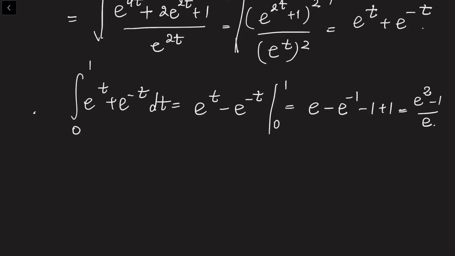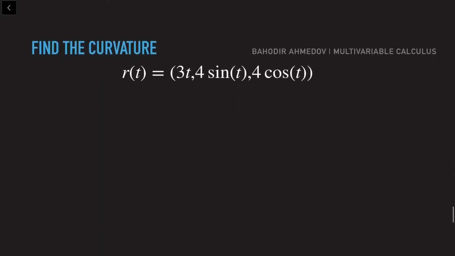So let's go to problem number 7. In this problem, we need to find the curvature. So in order to find the curvature, we need to divide the norm of the normal vector, not necessarily the unit normal vector, by the norm of the tangent vector.